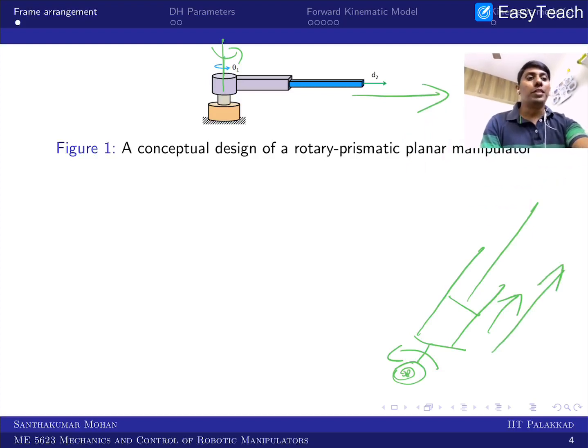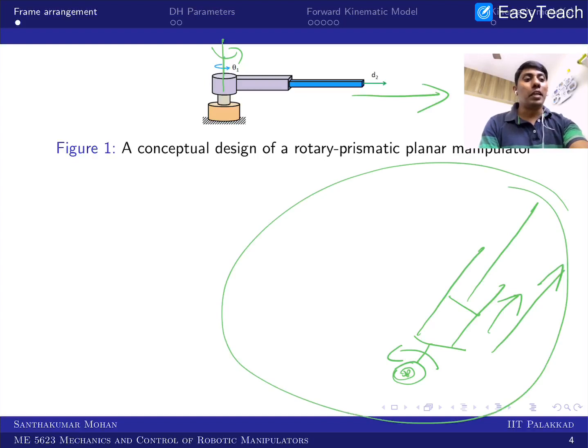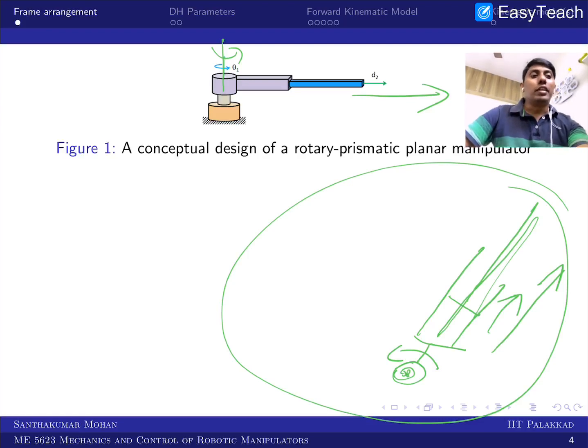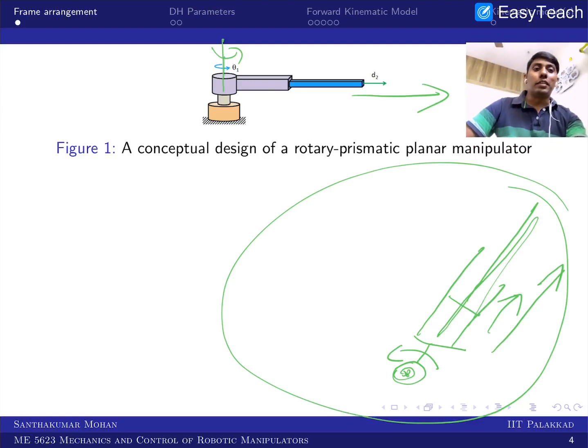So this would be planar, where this goes to and fro and this rotates, so the workspace is very close to a donut. If it is 360 degrees, then the workspace would be a donut, right? So you can realize this in the plane. In the plane you can realize that manipulator in two ways.